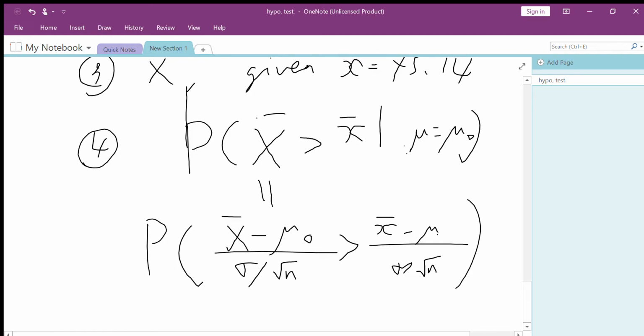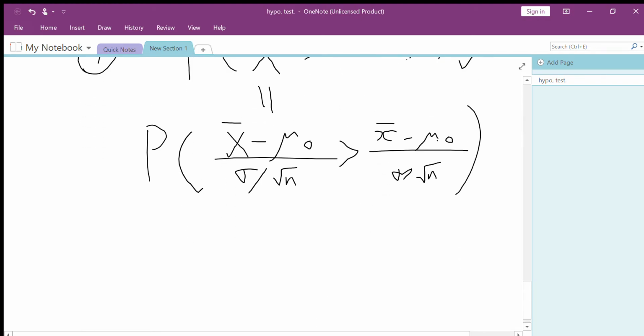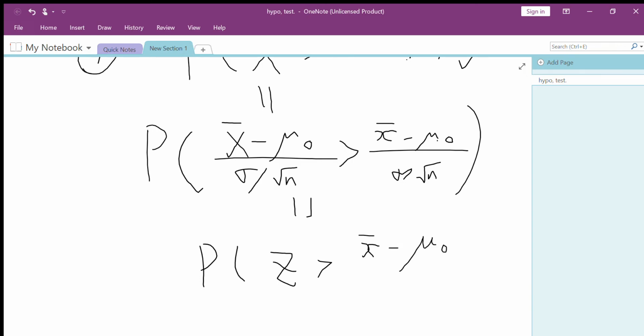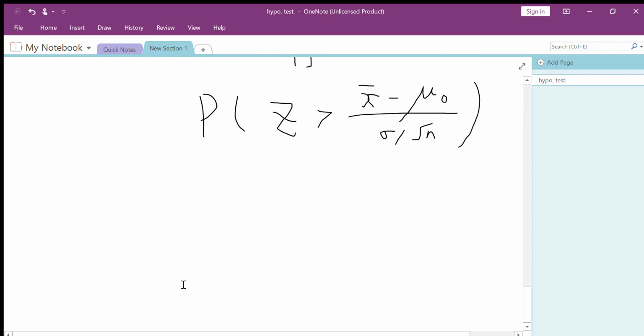Since we have plugged in mu equals mu 0, this conditional sign is omitted. And this is just the probability of standard normal Z greater than the realization, capital X bar. mu 0, sigma divided by square root of n, and small n and small x bar are all given. So let's just plug in.